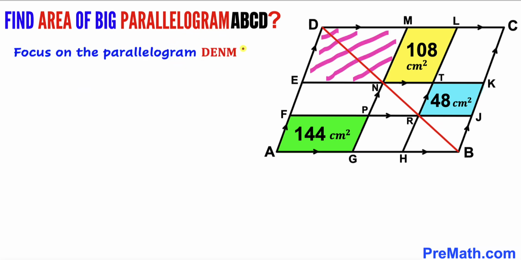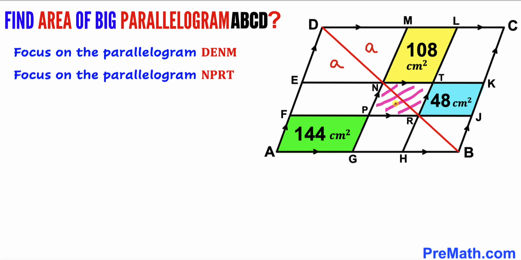Here's our very first step. Let's focus on this parallelogram DENM. We can see that this diagonal DN is going to divide this parallelogram into two congruent triangles. Let's assume that the area for this triangle is lowercase a, and this one is lowercase a as well. Now let's focus on this next parallelogram NPRT. We can see that this red diagonal is going to divide this parallelogram into two identical triangles. Let's say that the area for this triangle is lowercase b, then this is going to be lowercase b as well.